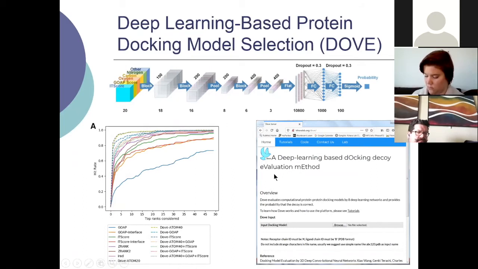This is a very recent work. The graph shows the performance of GOAP and ITScore relative to this new method, DOVE, a deep learning based scoring function. For pairwise interaction, DOVE performs better than the individual methods. So for pairwise models, we consider DOVE also as an additional component of the sum of the ranks.